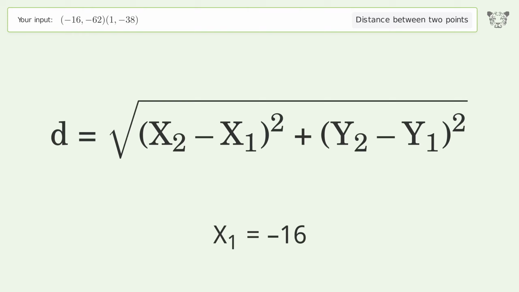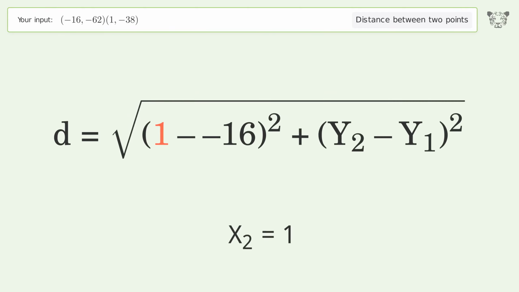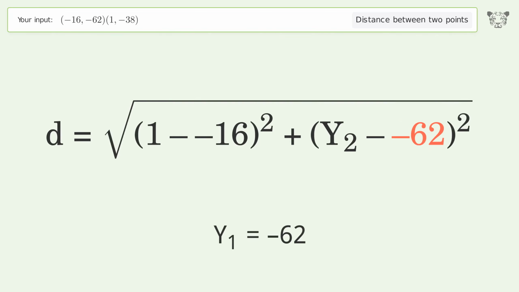x1 equals -16. x2 equals 1. y1 equals -62. y2 equals -38.